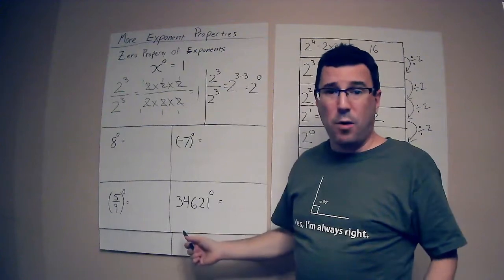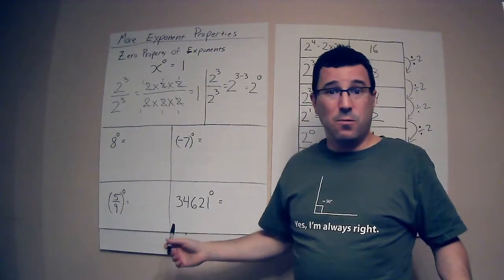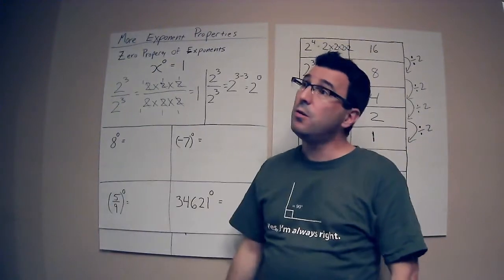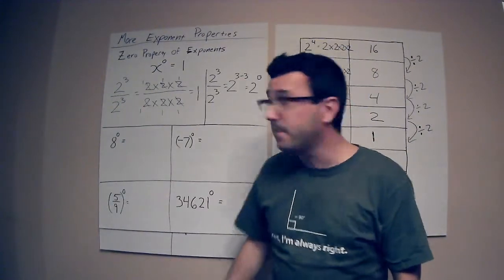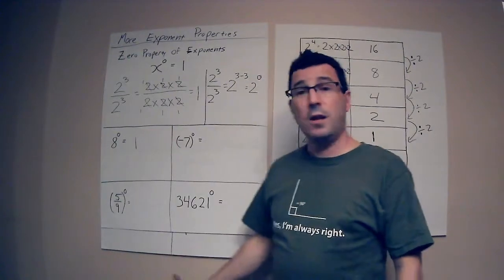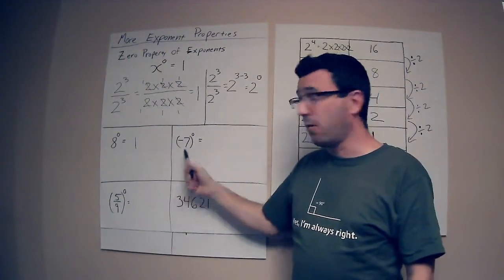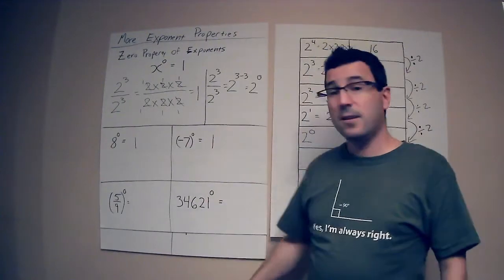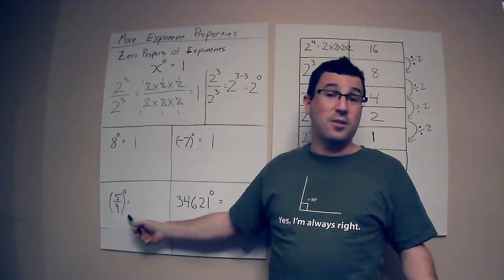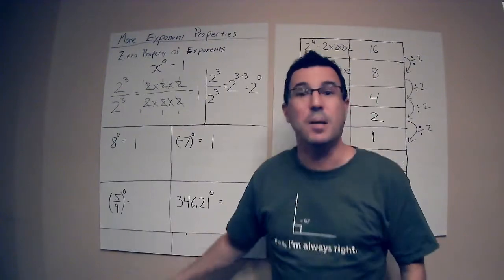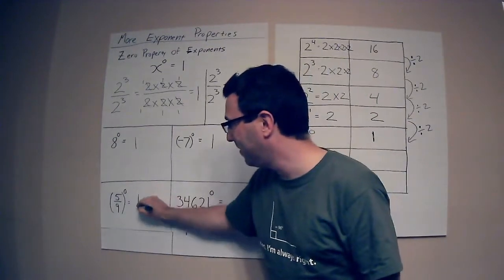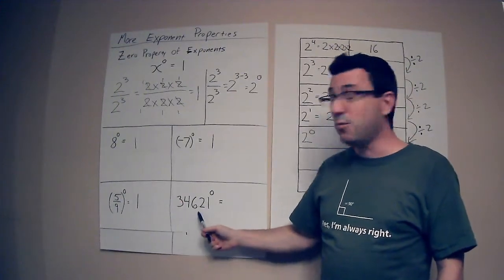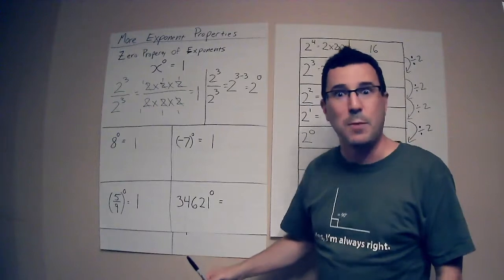So I have 4 problems here. Honestly, they're the easiest thing. 8 to the 0. Oh gee, what's that going to be? Guess what? It's going to be 1. Here's a negative 7 to the 0. Oh gee, I wonder what that's going to be: 1. Here's a fraction to the 0. Guess what? It's going to be 1. Here's a really big number, 34,621 to the 0 power. Guess what? That's going to be 1.